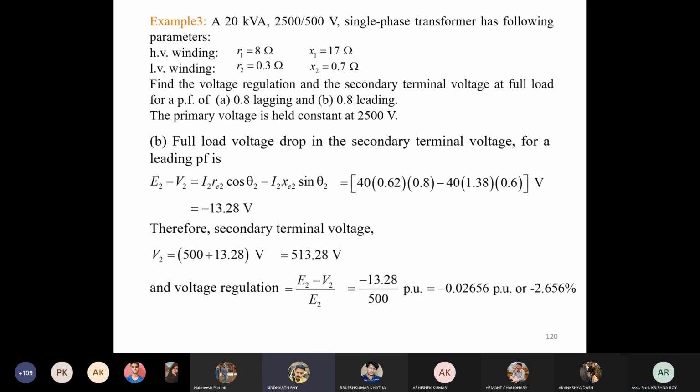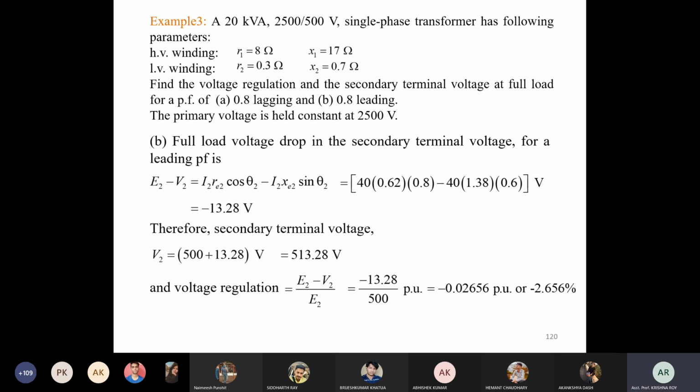Yes, so when it is negative, the voltage will increase with the load, I guess. So that is undesirable. No. Okay. Not like that. It will happen. Okay, sir. Okay.